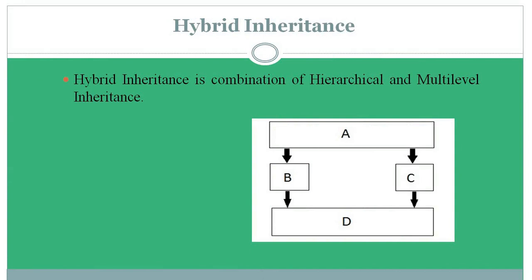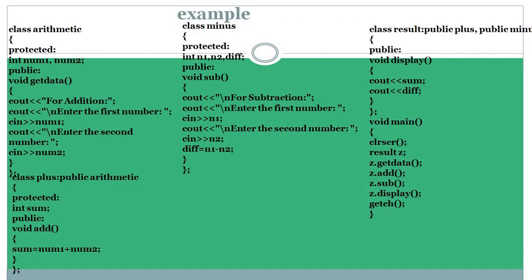Hybrid inheritance is a combination of two or more types of inheritance. In this type of inheritance, we can have a mixture of a number of inheritances, class A, class B, class C and class D. The hybrid inheritance is a combination of hierarchical and multi-level inheritance. We see in this program, first we are using a protected member, we initialize the data, after passing the arithmetic values, we will work out this problem.